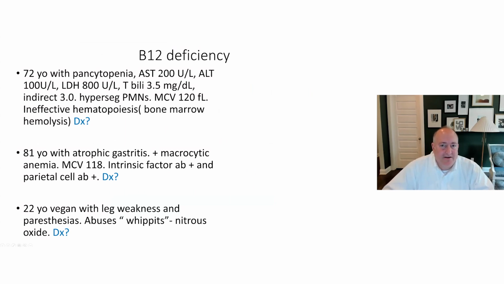This is a classic case where B12 deficiency affects all cell lines, causing pancytopenia. You get cell death, you get ineffective erythropoiesis in the bone marrow. The cells can't complete the cycle. And whenever you see an AST greater than ALT ratio, you always think about cell death, whether that's hemolysis, bleeding, pancreatitis, tumor lysis, or rhabdo. Alcohol can do that too, but this is classic for cell death.